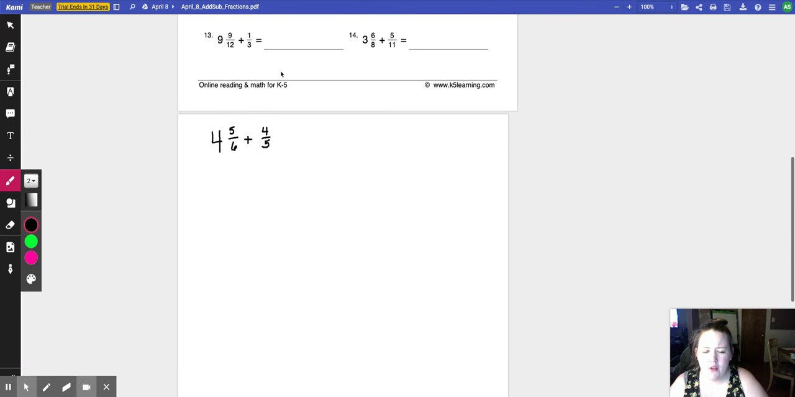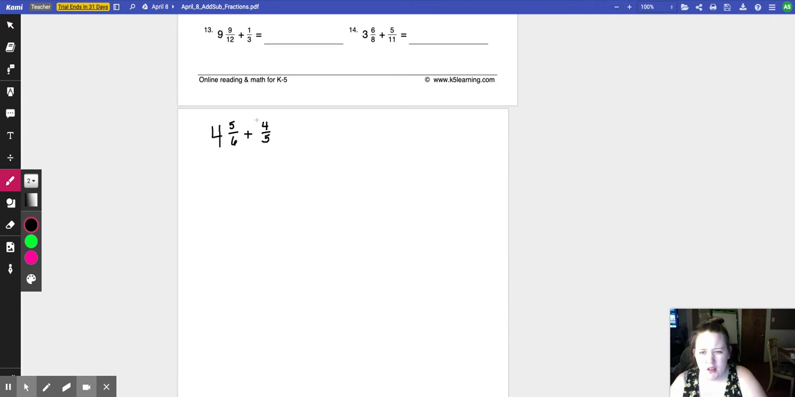I've already started writing it down here. So I have 4 and 5/6 plus 4/5. Now, what I want to do first is ignore this whole number right here for right now. It's not important for me right now. I'm just going to set it to the side and we'll think about it later, okay? But what I want to do first is look at my denominators.